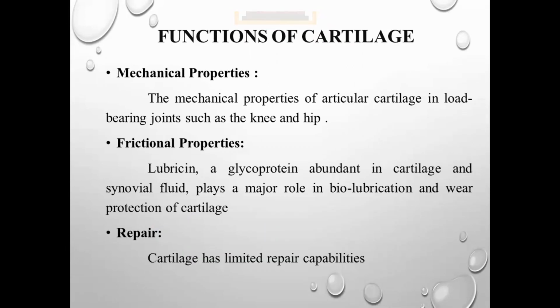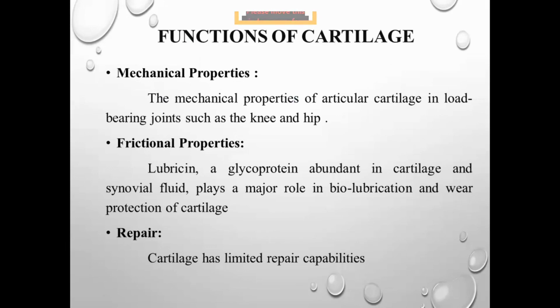Okay, next, the function of the cartilage. What is the main function of a cartilage? Mechanical property, frictional property, and repair. Mechanical property. The mechanical property of articular cartilage is in load-bearing joints such as knee and hip. So knee and hip are going to be our mechanical process, where your knee, as I said, the elbow joints, knee joint, ankle joint, everything is mostly concentrated in the mechanical work.